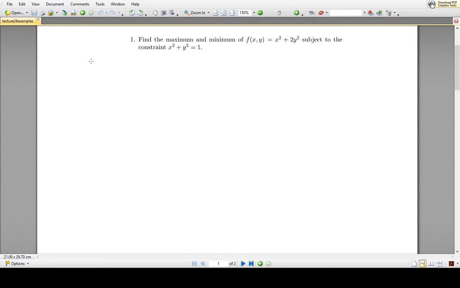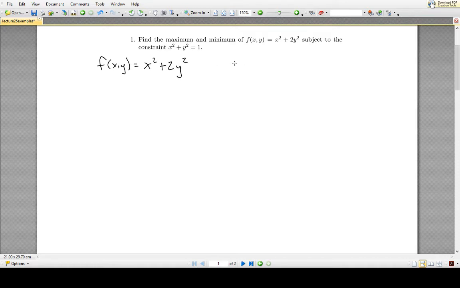So the first thing I'm going to do is write down the function that I'm trying to maximize or minimize, and then the constraint as well. So let f of x, y be equal to the function that I'm trying to maximize and minimize, which is the function x squared plus 2y squared.